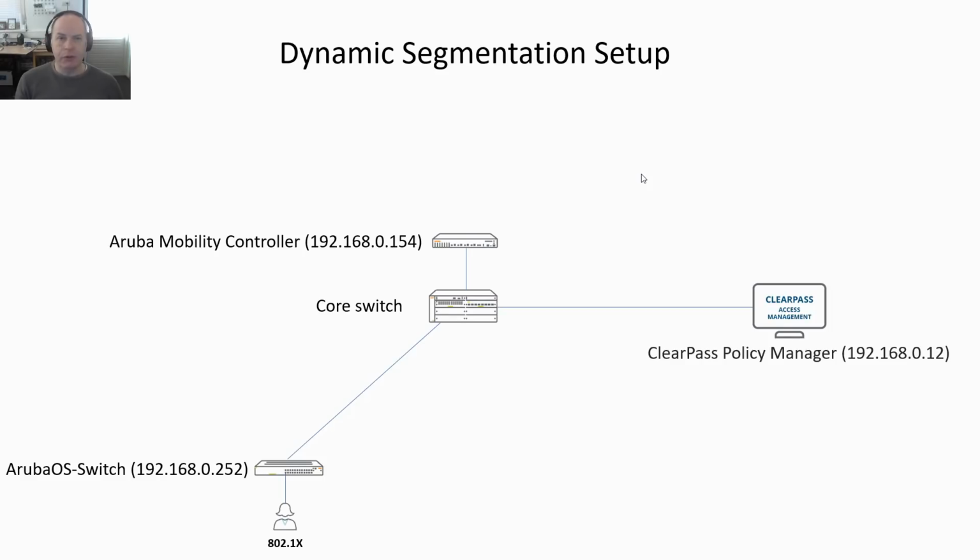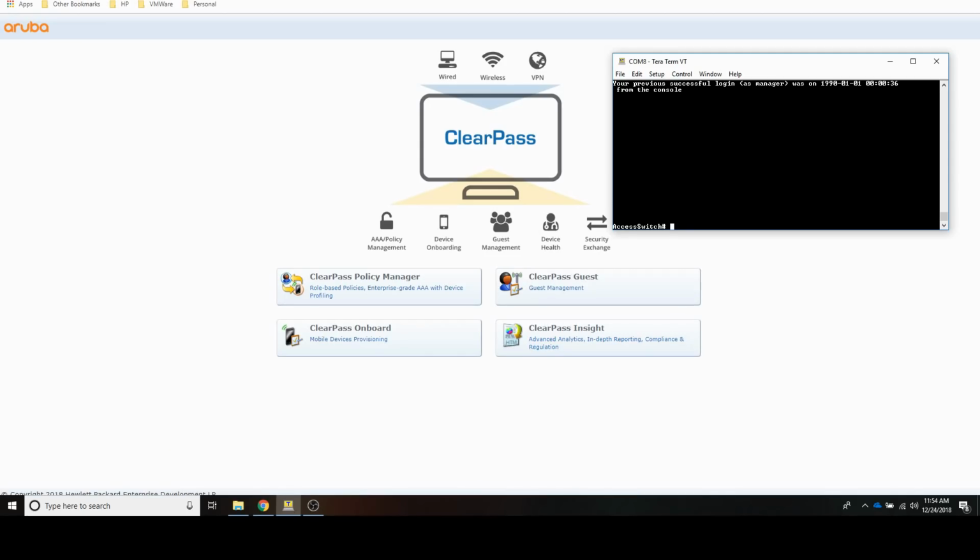Let me first show you the setup on the switch and start with the configuration of the radius server entry for connecting to ClearPass. Right, so configuring the radius server.